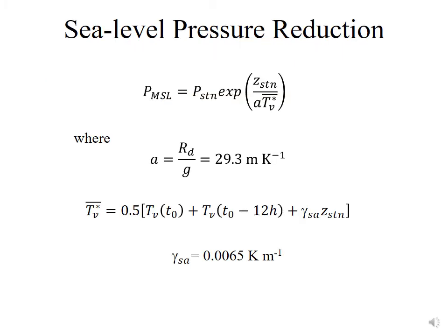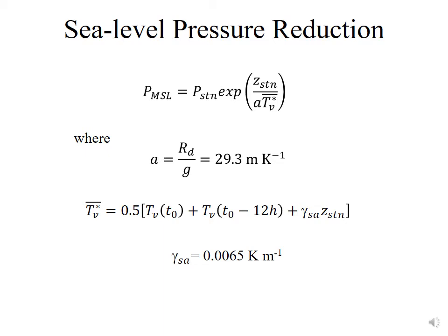So we have sea level pressure reduction here. When we measure the pressure at an altitude that's above mean sea level, there is a procedure that can be used to convert it to a standard sea level pressure so that you can create a sea level pressure map. The pressure at mean sea level is equal to the pressure measured at the station times the exponent of the ratio of the height of the station over a constant A times the average virtual temperature of the layer between the station and sea level.